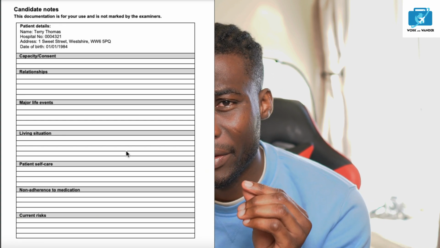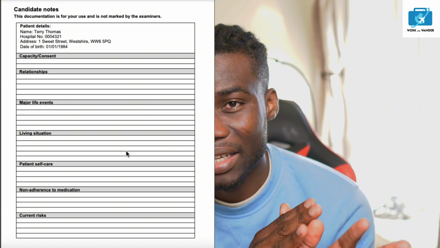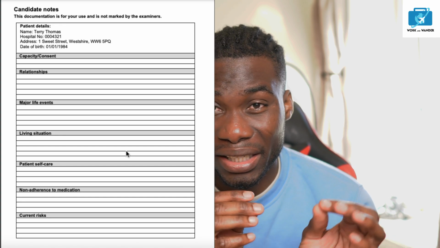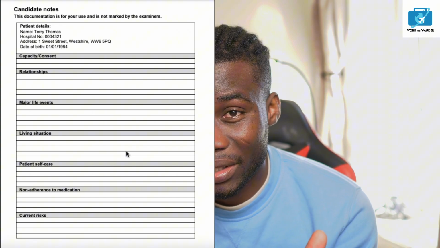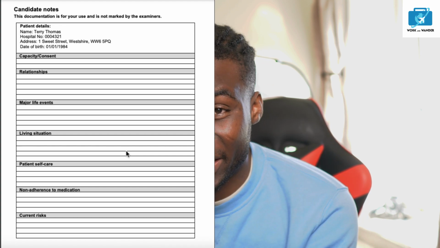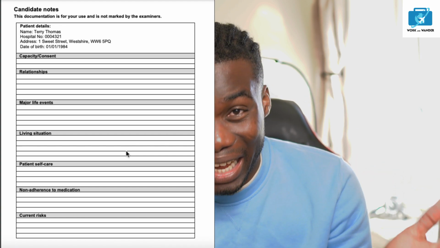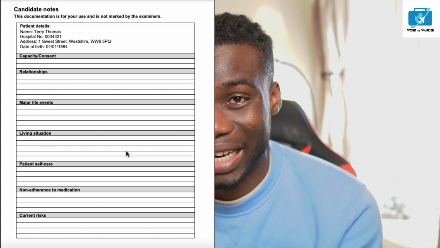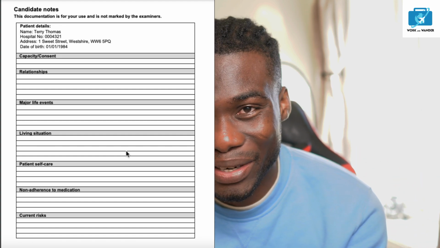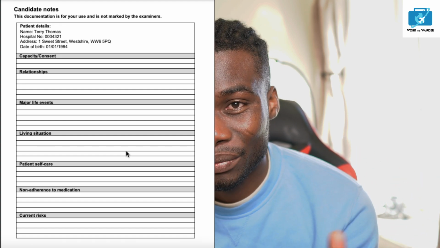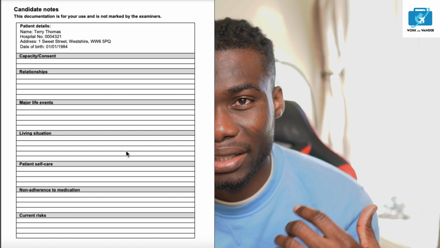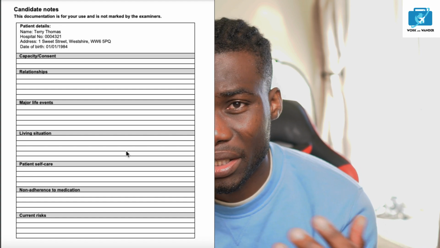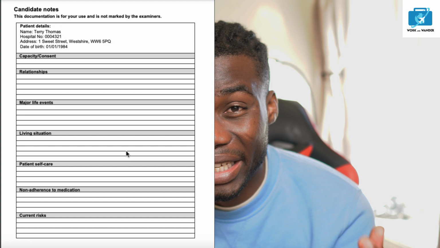So if you look at the very first component on the candidate note, you are going to see capacity and consent. Capacity and consent, obviously, you will be assessing, but of course, that will be the last thing that you assess, because you can't start an assessment and all of a sudden know whether the patient has capacity or not until you ask questions, and then based on the answers the patient gives you, you'll be able to determine that.